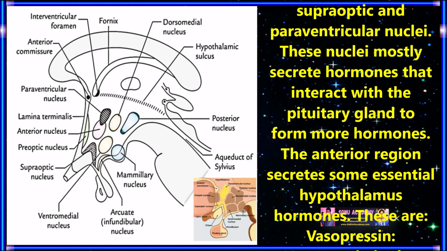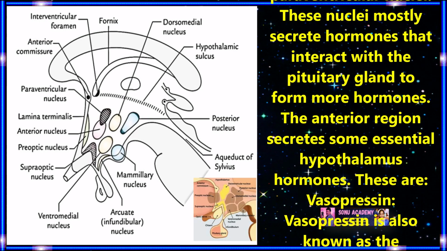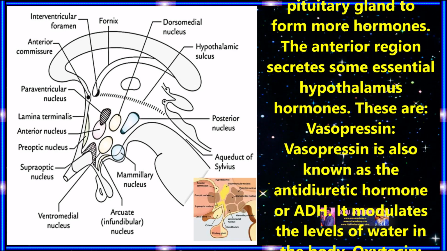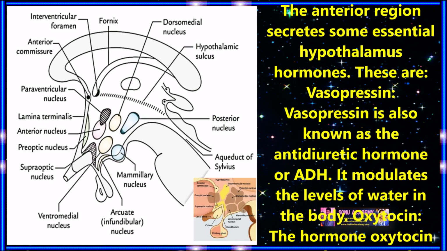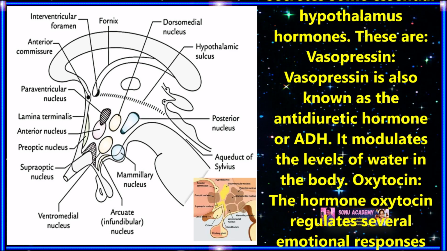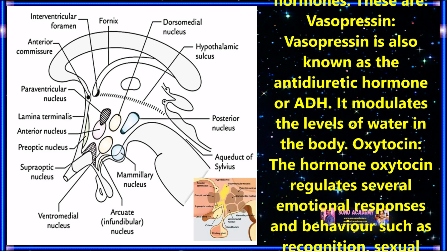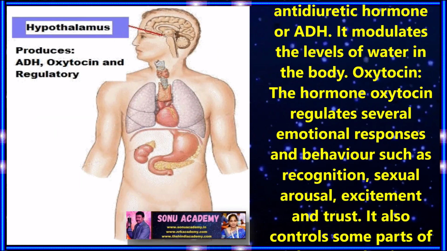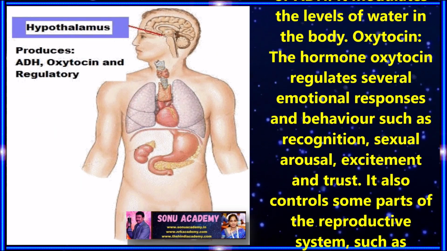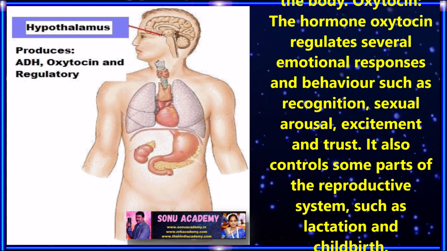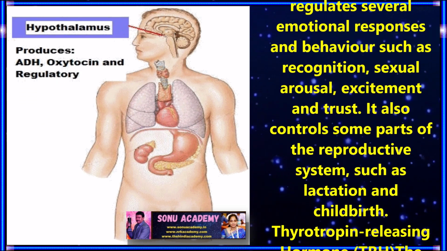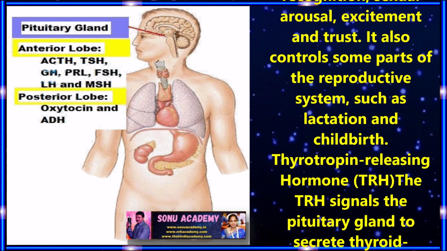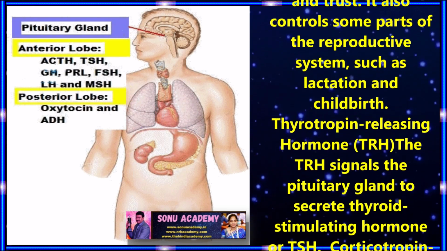The anterior region secretes some essential hypothalamus hormones. Vasopressin, which is also known as antidiuretic hormone or ADH, modulates the level of water in the body. Oxytocin regulates several emotional responses and behaviors such as recognition, sexual arousal, excitement, and trust. It also controls some parts of your reproductive system such as lactation and childbirth.